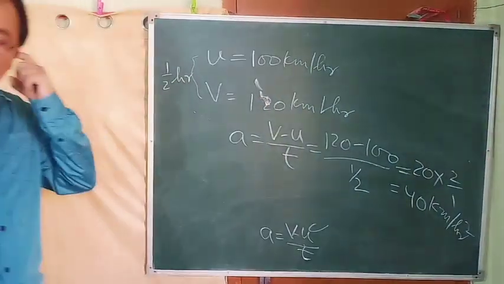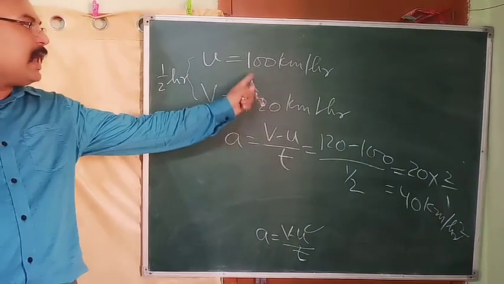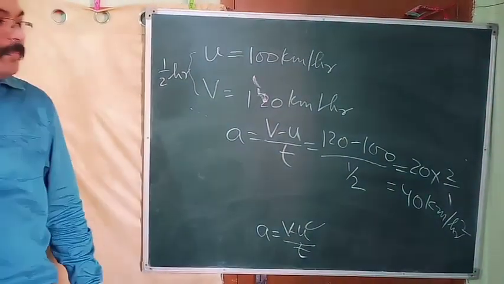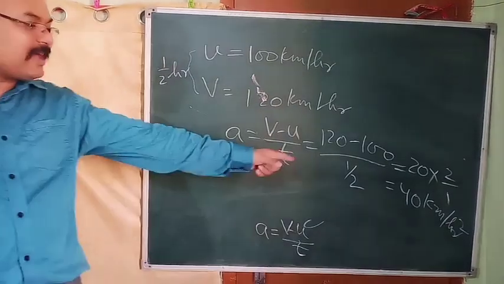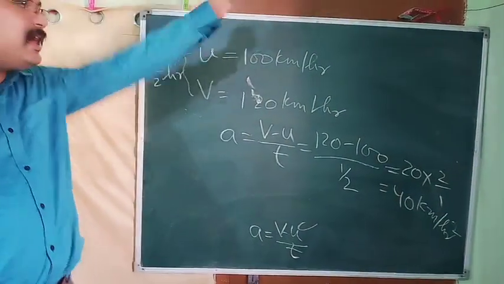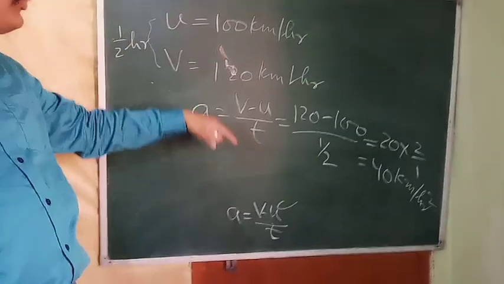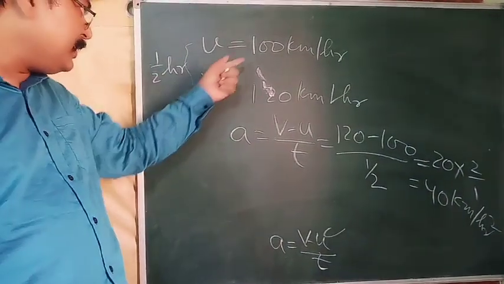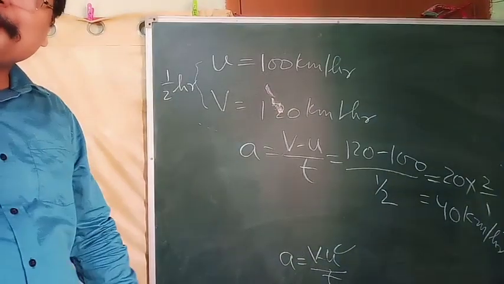Like it is meter per second square, here, as velocities are in kilometer per hour, you will get kilometer per hour square. That is the acceleration. What does it mean? It means that in every hour its velocity is going to increase by 40 kilometer per hour. That's why in half an hour it has increased by 20 kilometer per hour, no? Okay.